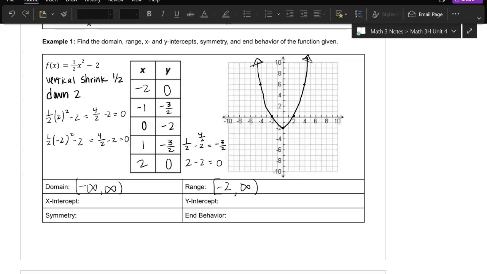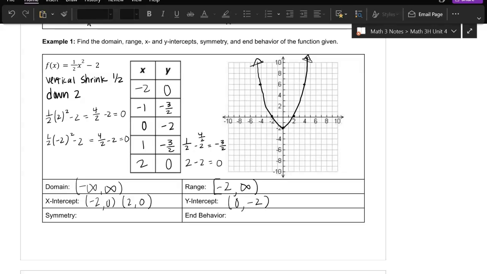X-intercept is where we touch our cross. We touch our cross at that 2 and -2: -2, 0, and 2, 0. Our y-intercept is that -2, so it's going to be 0, -2.